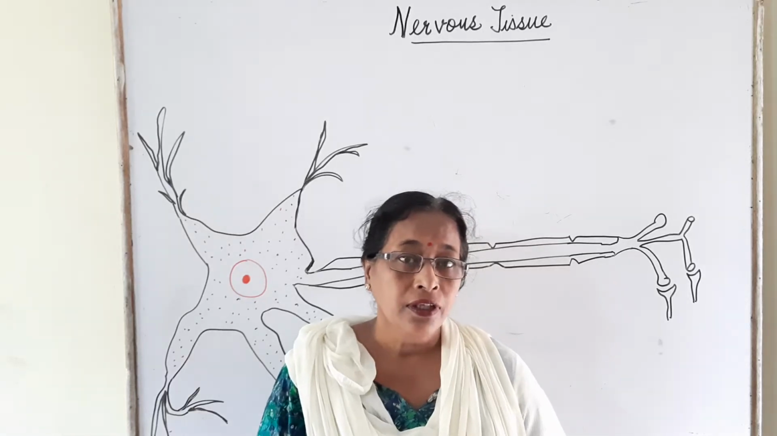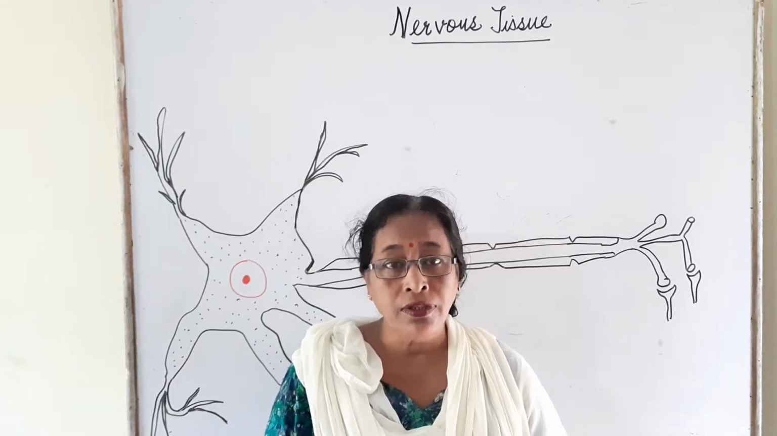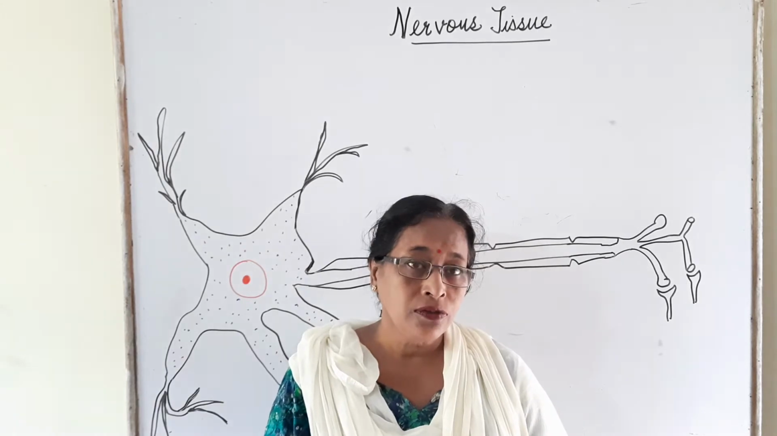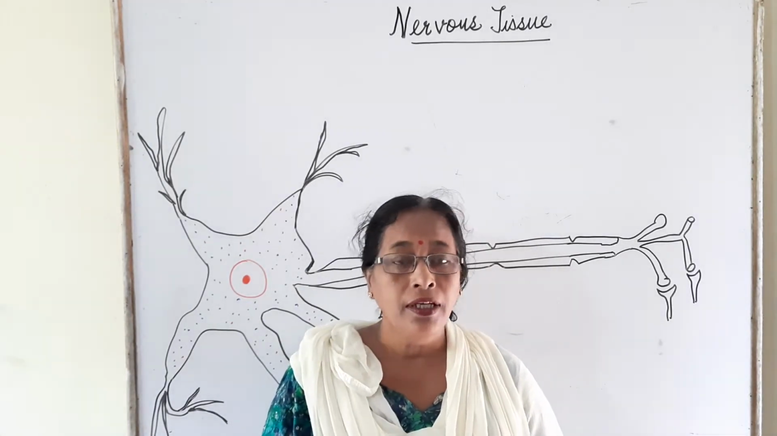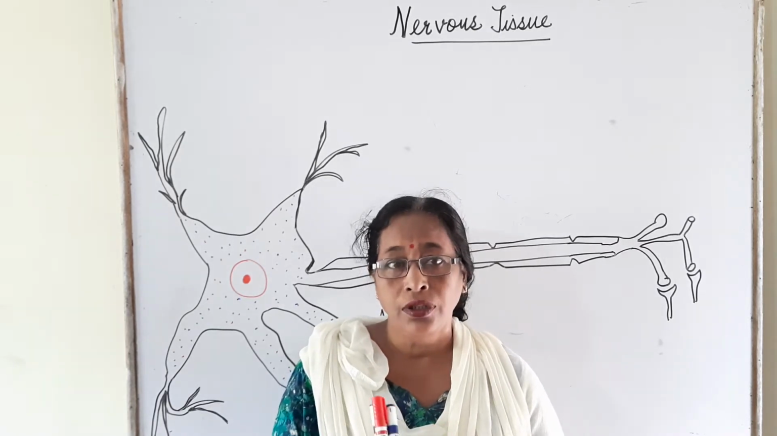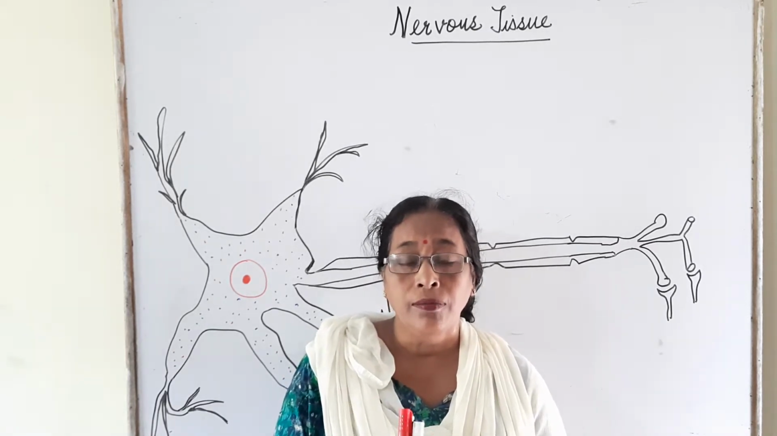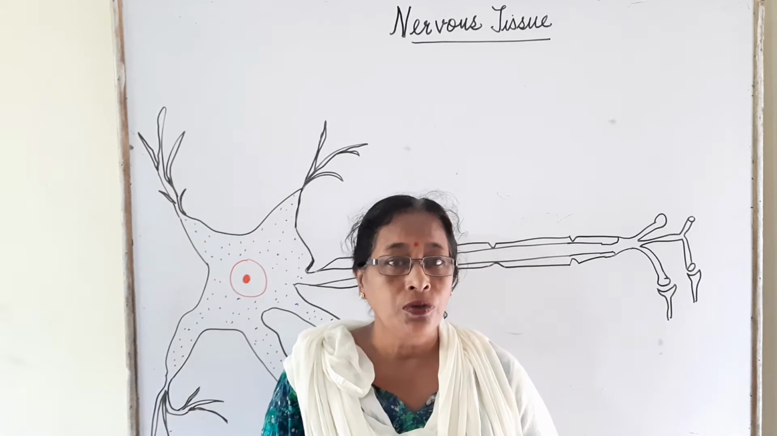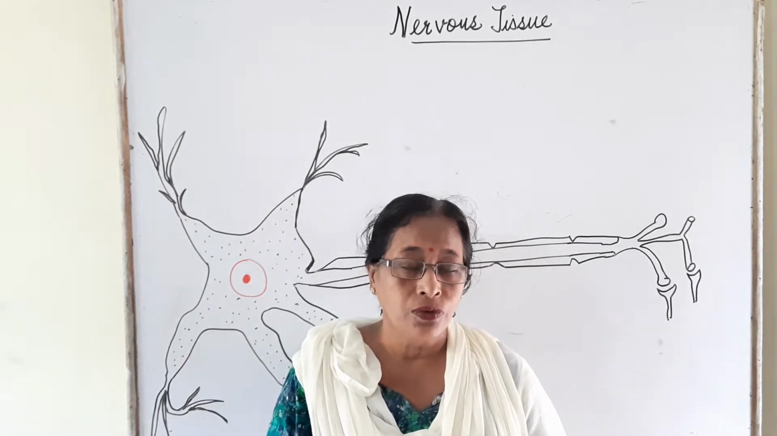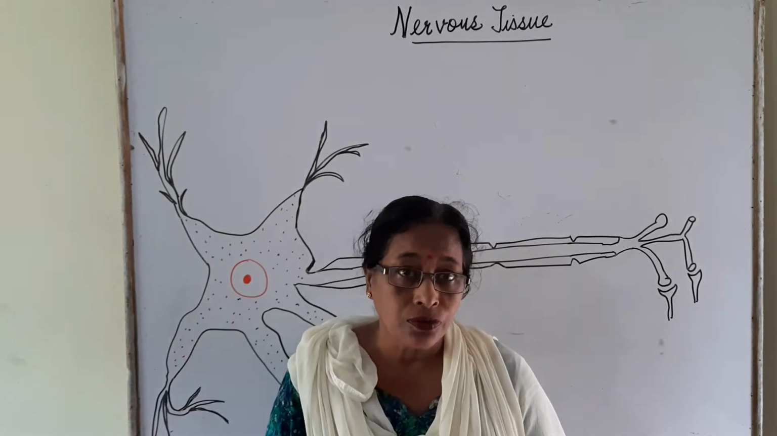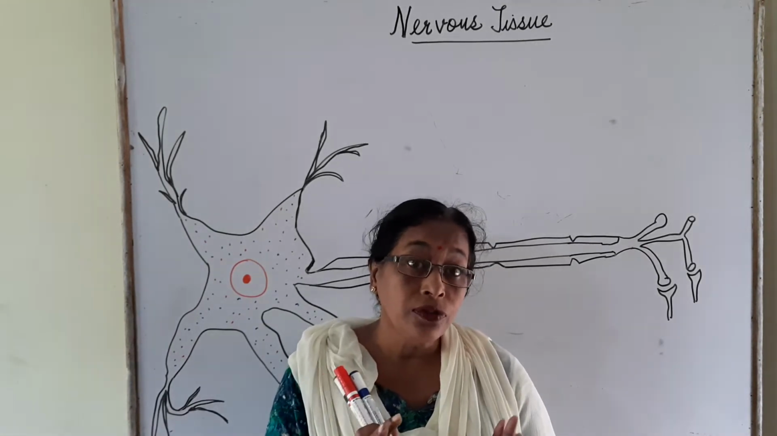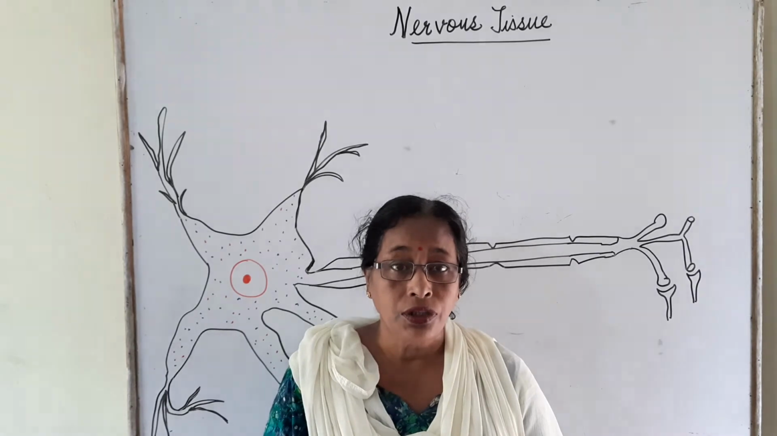In today's class, we will learn about the nervous tissue. In the previous classes, we have learned about the various types of animal tissues like the epithelial tissue, the connective tissue, the muscular tissue. Now we are going to learn about the nervous tissue. Nervous tissue is different from the other tissues.